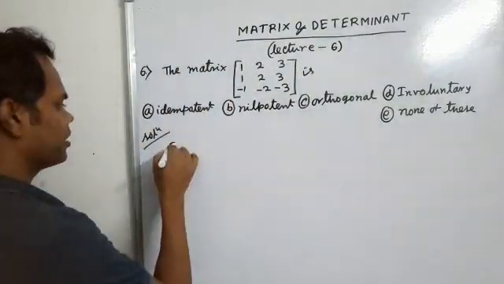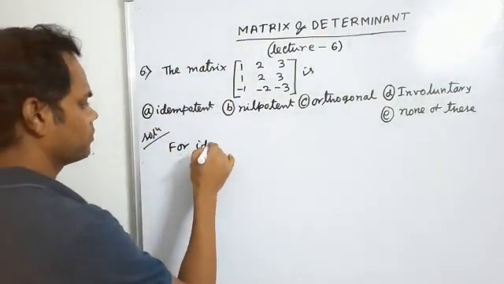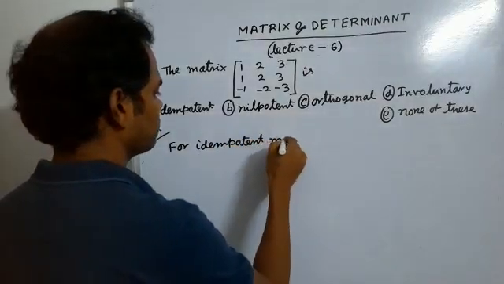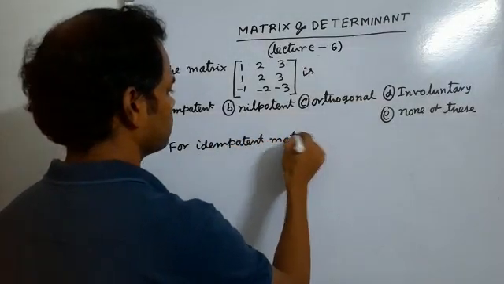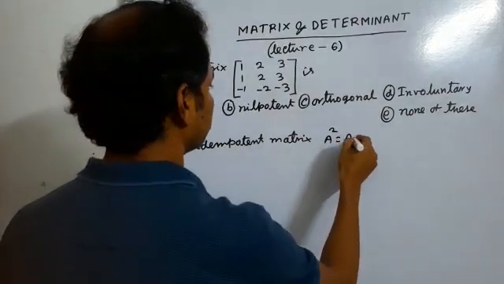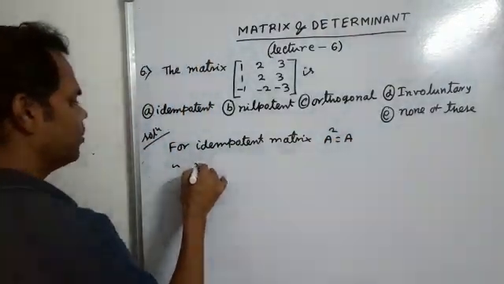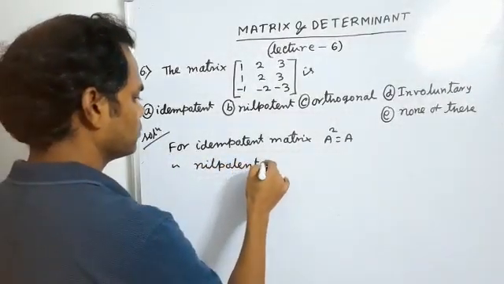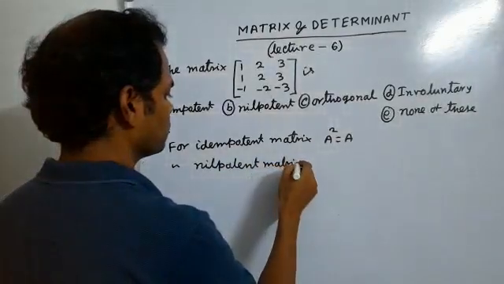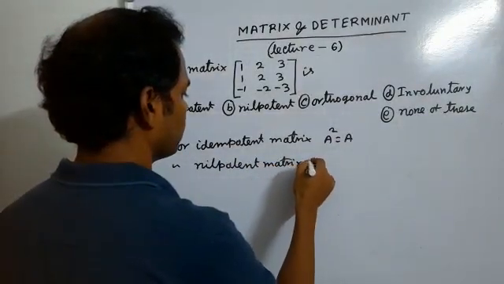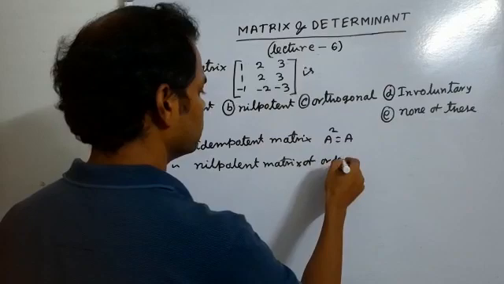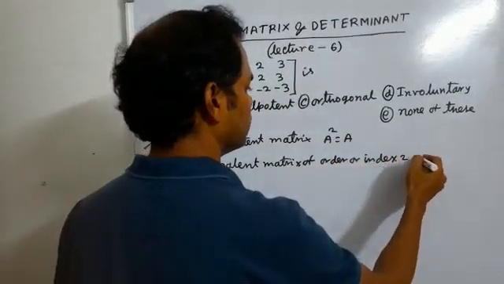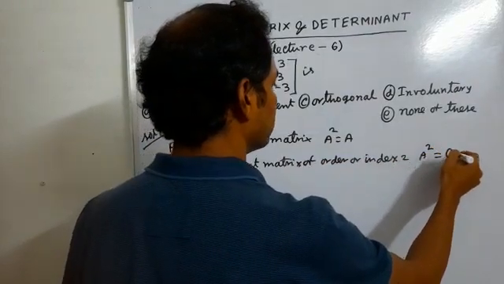For an idempotent matrix, A square equals A. For a nilpotent matrix of order 2 or index 2, A square is equal to 0. Here 0 is the null matrix.